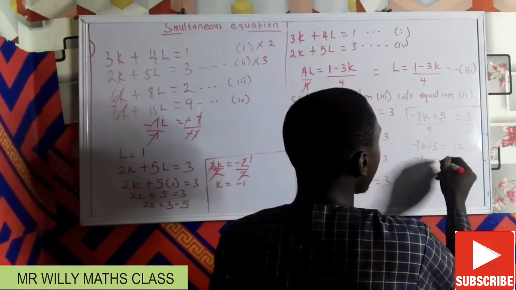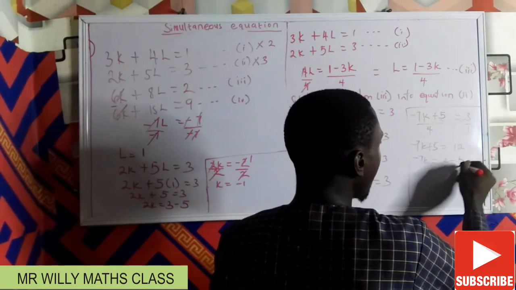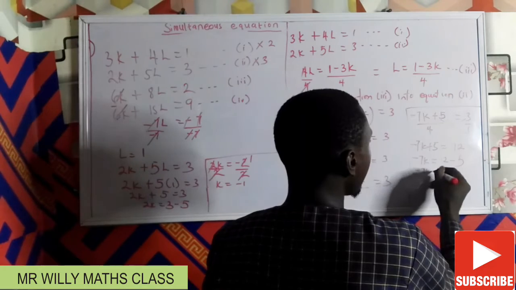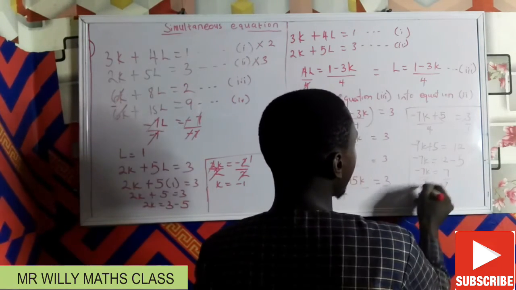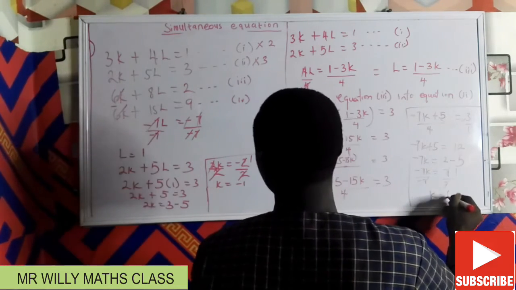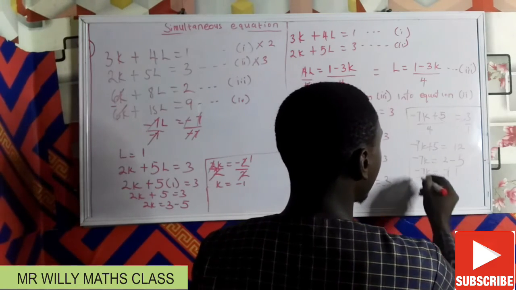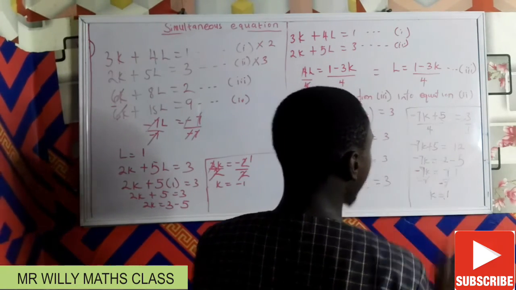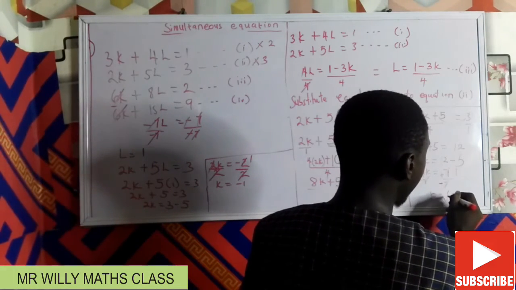Okay, you move your plus 5 to the other side. That'll be 12 minus 5. Now that'll be minus 7K equals 7. You divide both sides by minus 7, which is the coefficient of K. Minus 7 cancels minus 7. Plus divided by minus, that'll be minus.